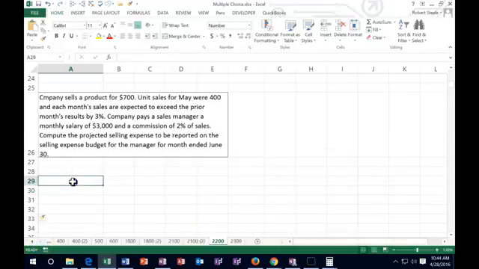All right, we have the next one here. Once again, I'm going to try to read that last line and see if I can get some information before reading the entire thing. So the last line here says, compute the projected sales expense to be reported on the selling expense budget for the manager for the month ended June 30th. So we're going to keep that in mind as we read through it.